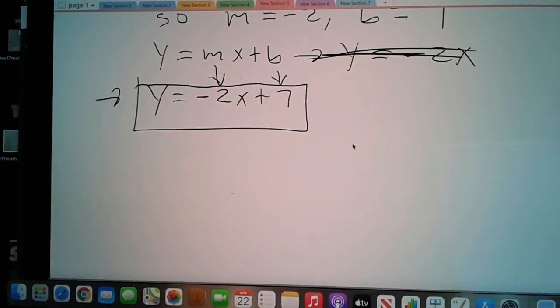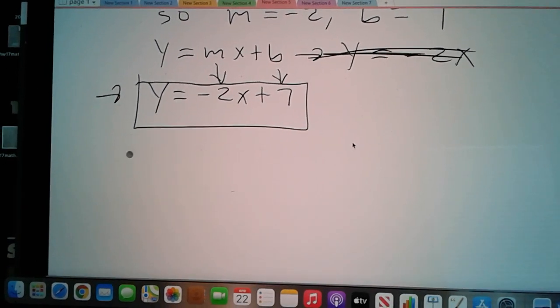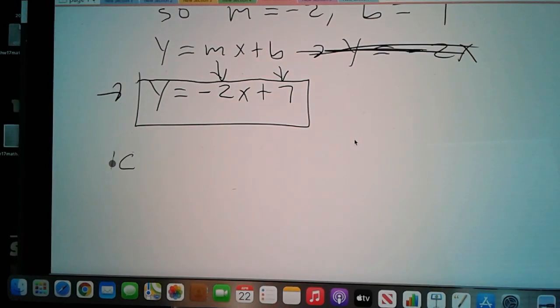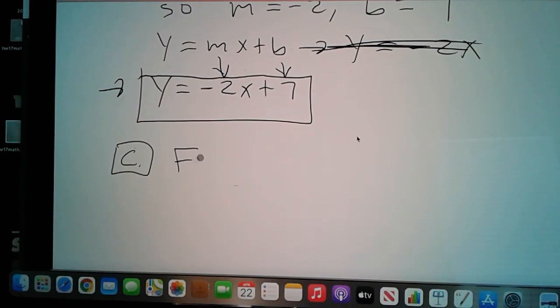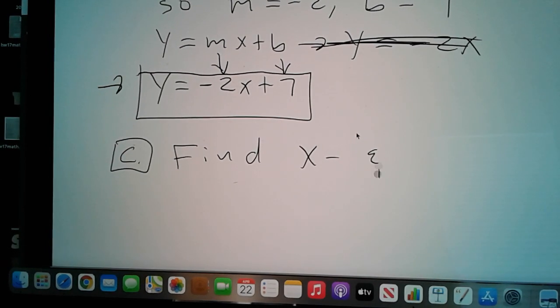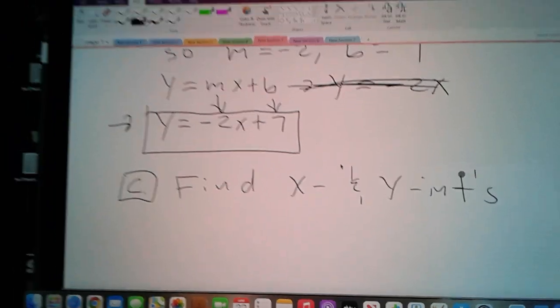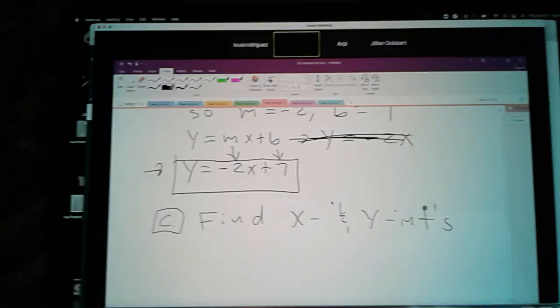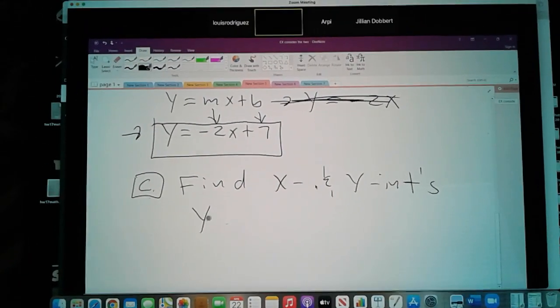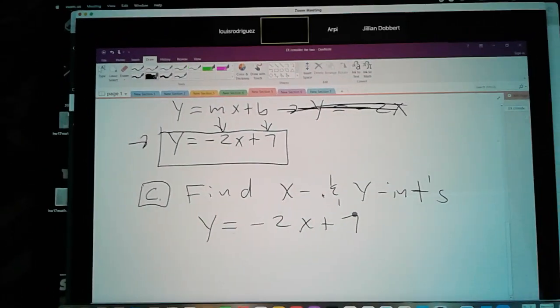So again, I can graph this to see. We could find the x and the y intercepts again. Let's find the x and y intercepts. So we have an equation now that we can work with that we just found in part B. So the process is still the same.